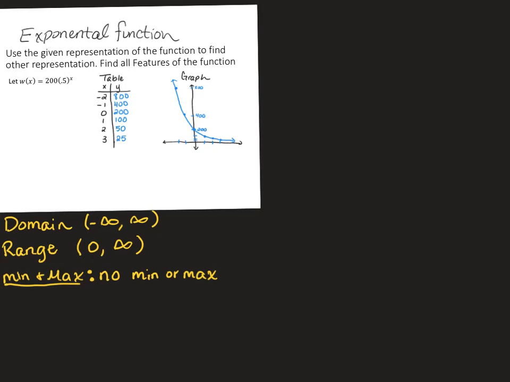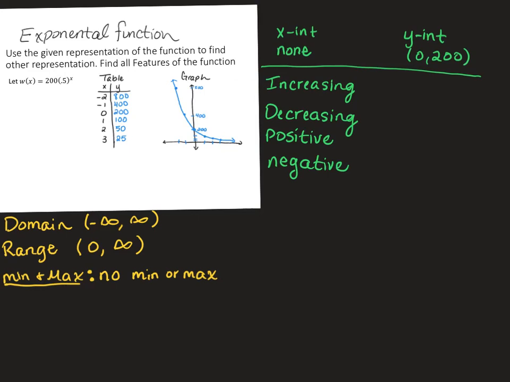My mins and maxes, again, because it can go up on the left side, it's going to have no max, and then because of this horizontal asymptote here in the graph, it's also going to have no minimum because it will continue to decrease. It will just decrease and approach 0. See if you can do your x and y intercept on your own as well. Again, there is no x-intercept because of that horizontal asymptote. It's going to approach the 0 line, but it will never reach there, so I have no x-intercept. My y-intercept is (0, 200). Next, I want you to try increasing, decreasing, positive, and negative domains on your own.